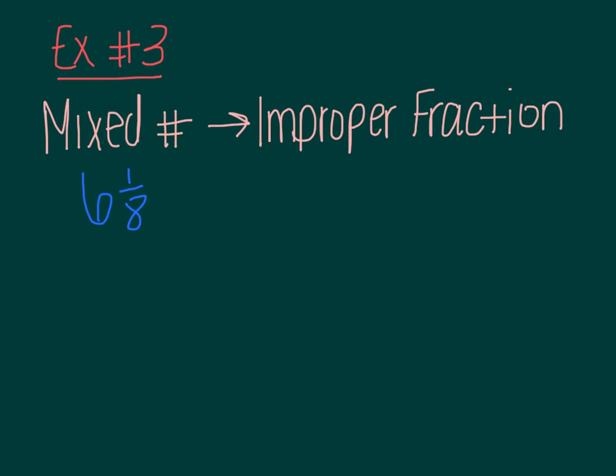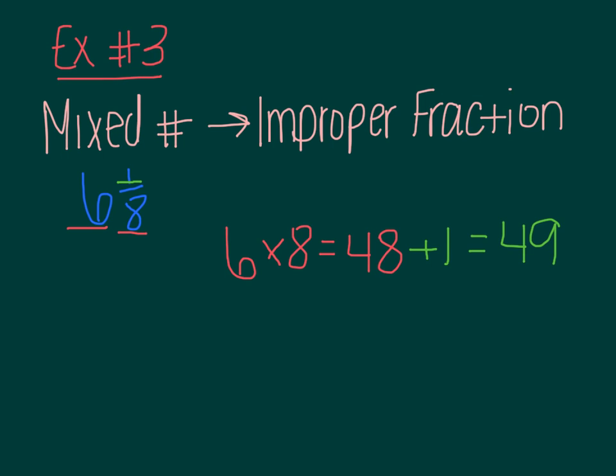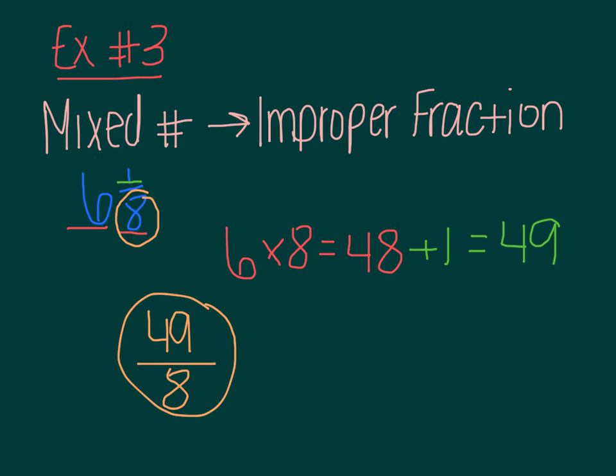Example number 3. Multiply whole number times denominator. 6 times 8 equals 48. Add the numerator, which is 1, which equals 49. 49 becomes the new numerator, and denominator stays the same, which was 8. 49/8 is my answer. It's my improper fraction.